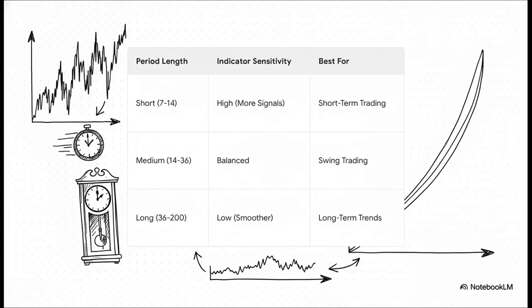Now that N value, the look-back period, is really important. It's the main setting you control, and it completely changes how the indicator behaves. If you use a short period, say 7 or 14 days, the ROC becomes super sensitive. It'll give you a lot of signals, which can be great for short-term trading, but it can also be pretty noisy. On the other hand, if you use a long period, like 200 days, it smooths everything out and only shows you the major, long-term shifts in momentum.